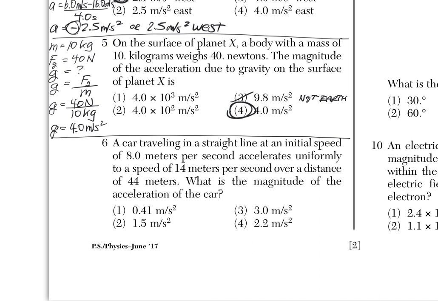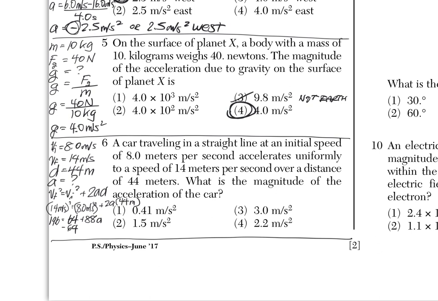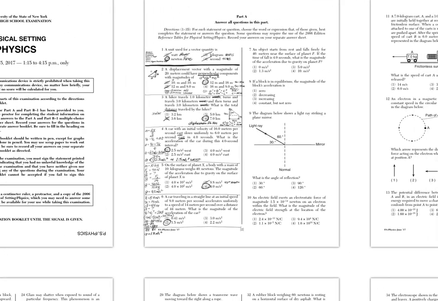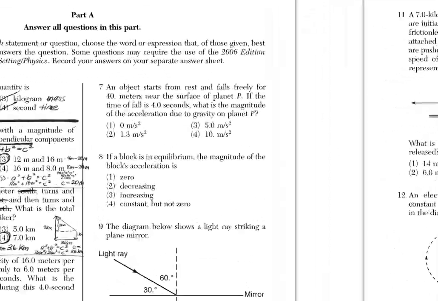Subtract 64 from both sides. I need to do this math anyway, so I might as well just do it. 196 minus 64 is 132. And we have 132 is 88A, so divide both sides by 88, and I get an answer. And I got 1.5 meters per second squared, and that is choice 2. All right, that's the first column on June 2017. Let's go after the second column.